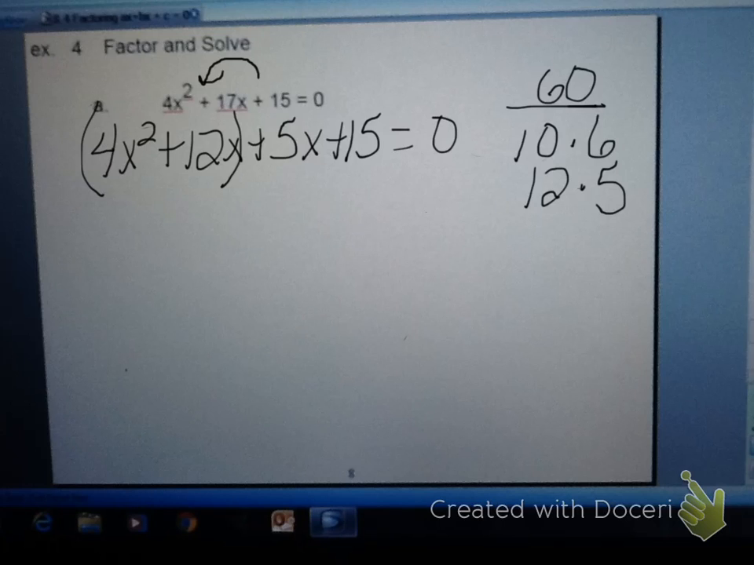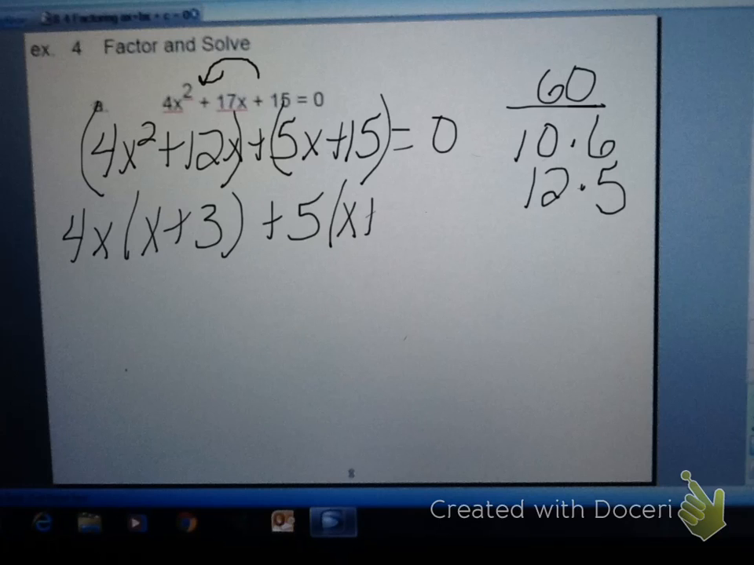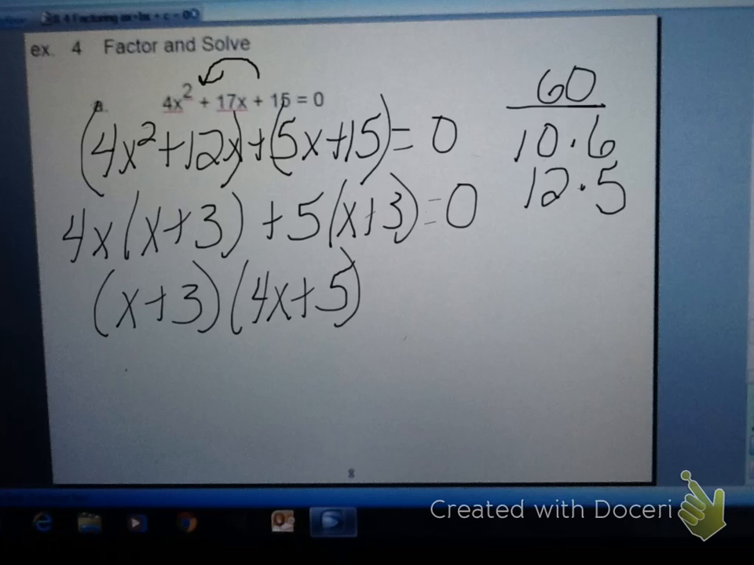Group my first two together, group my last two together. I'm going to factor out a 4x, and I get x plus 3. I'm going to factor out a 5, and get x plus 3. Now I'm going to factor out an x plus 3. Okay, quick check. 5x plus 12x is 17x. Now after I've checked, I'm not finished.